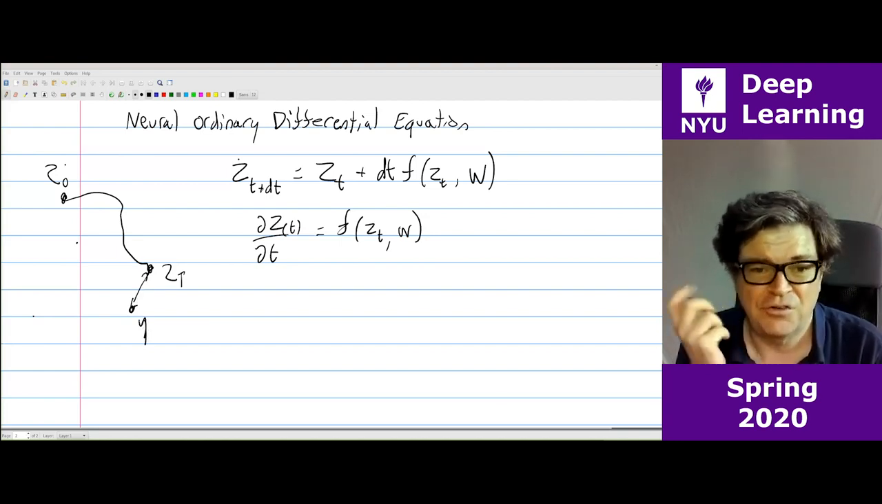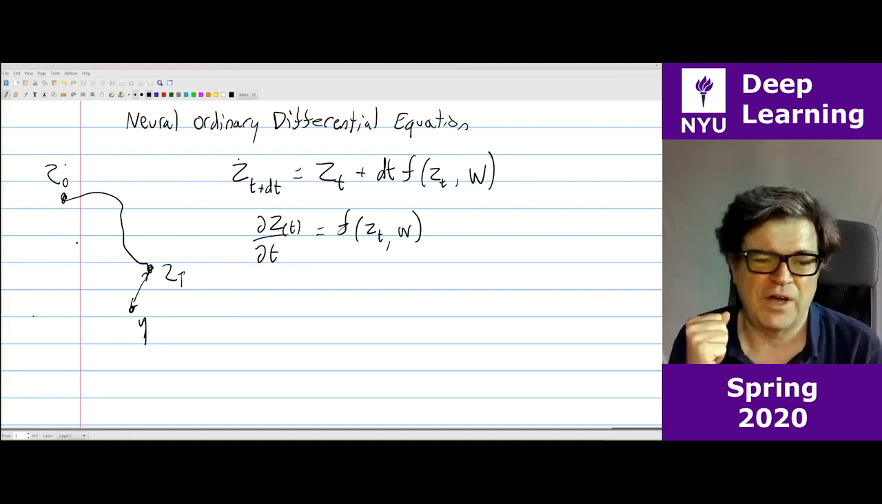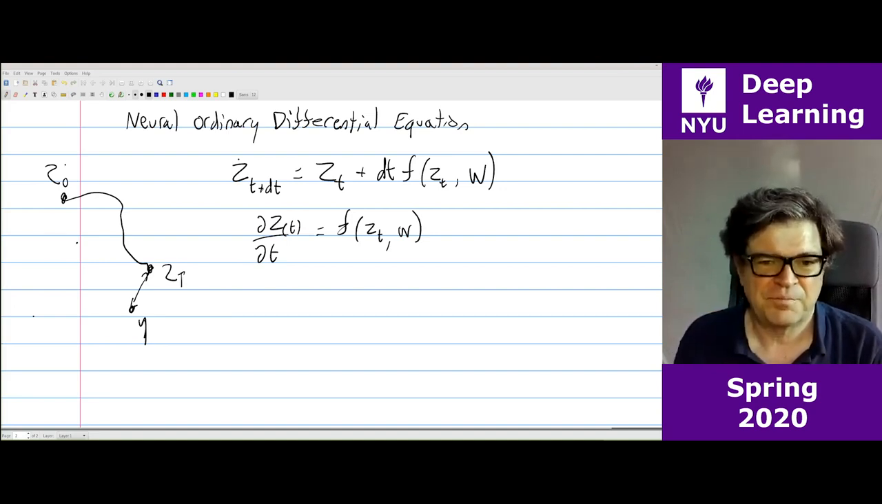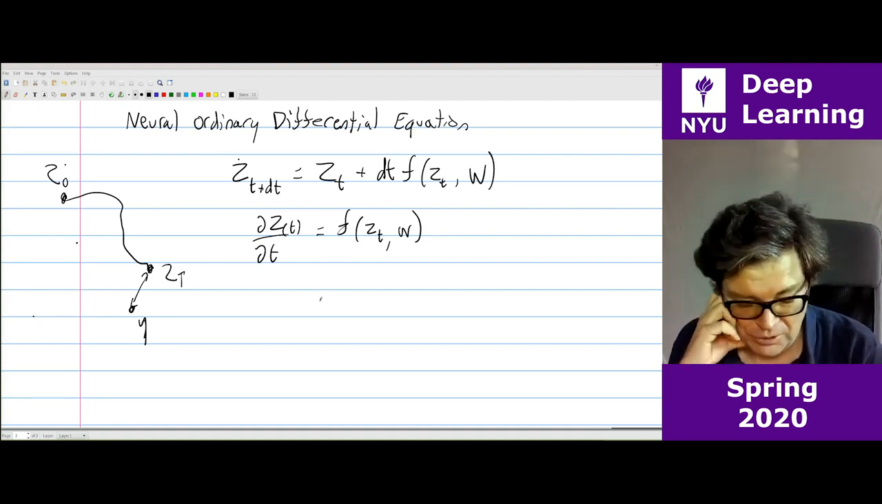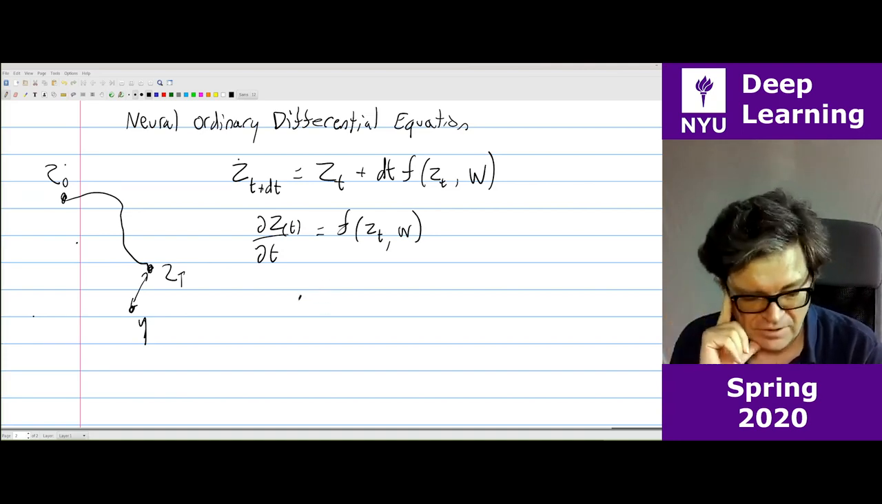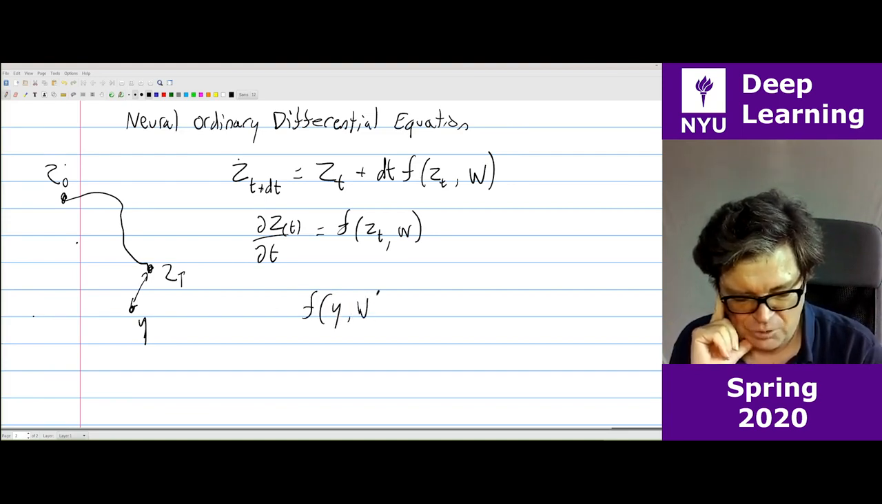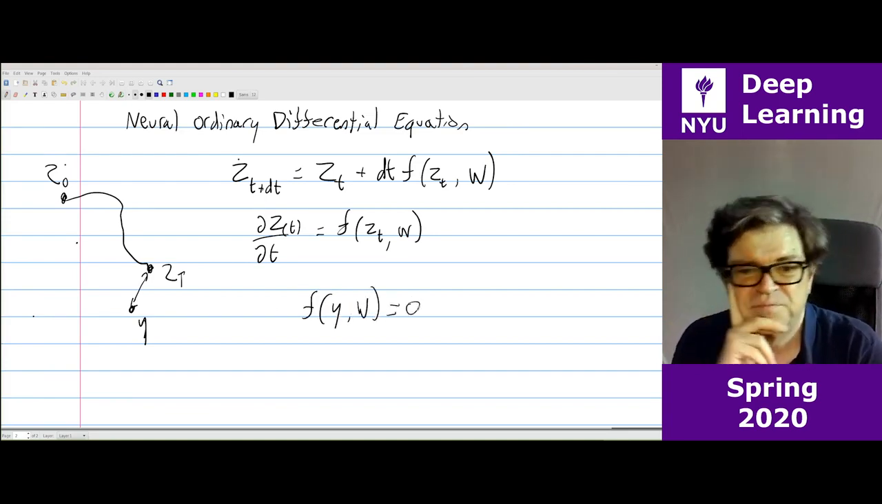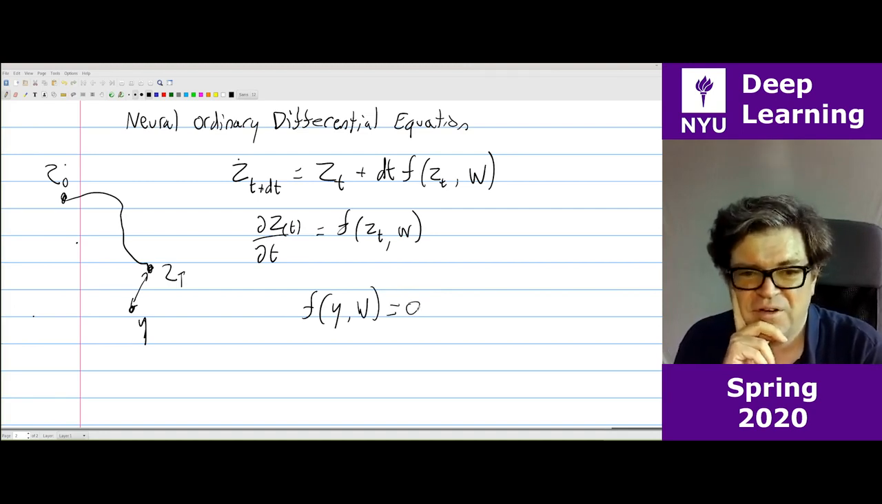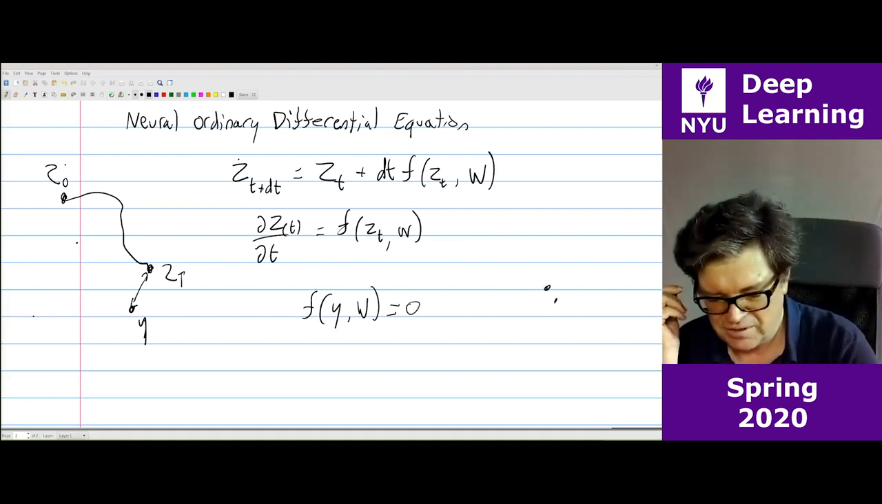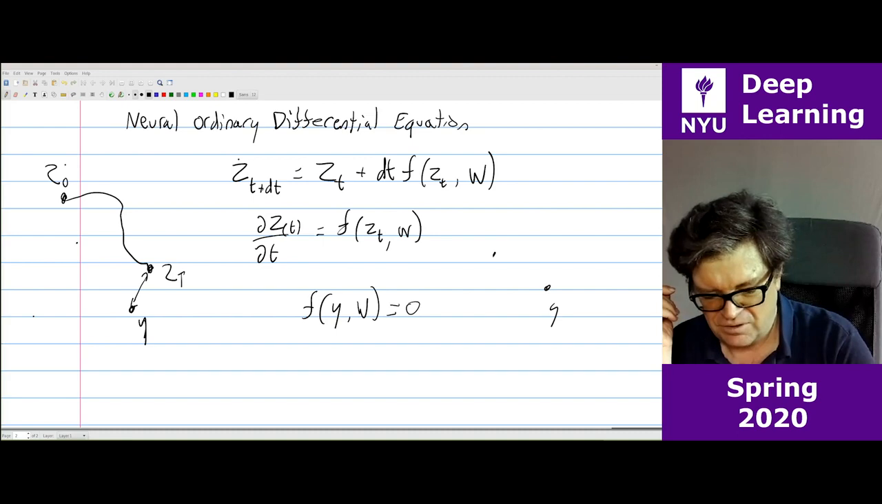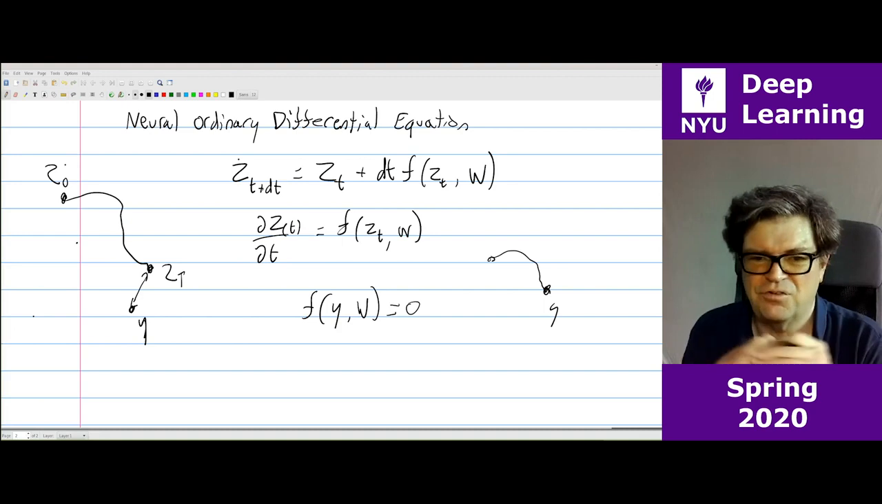Another thing you might want to do is train the system so that it has stable states at particular points Y, okay? So that for a particular point Y that you decide from your training set, F of this particular Y, W, equals zero. Which means that state is going to be stable, right? So you would have a point Y in your space, and you might start from some point, and when you arrive at that point, the dynamics stops.